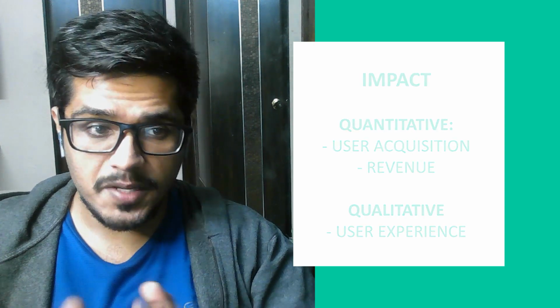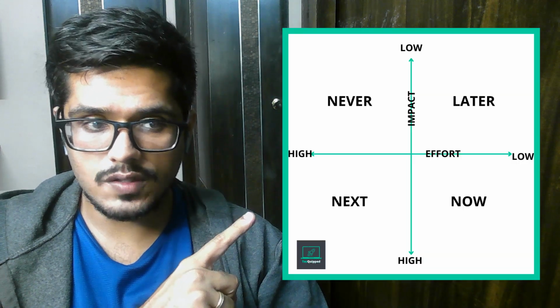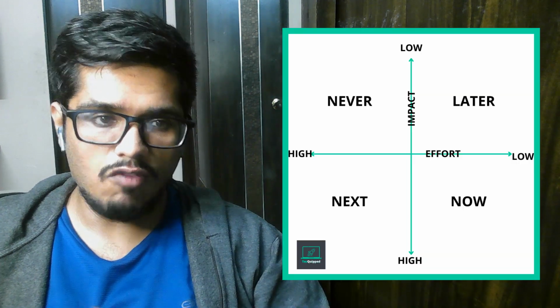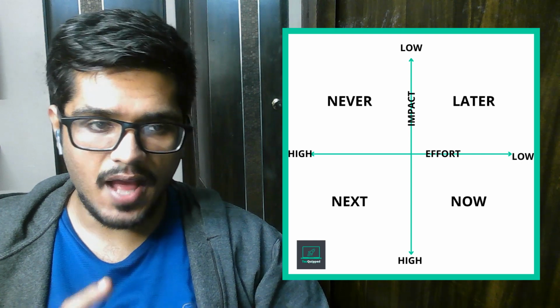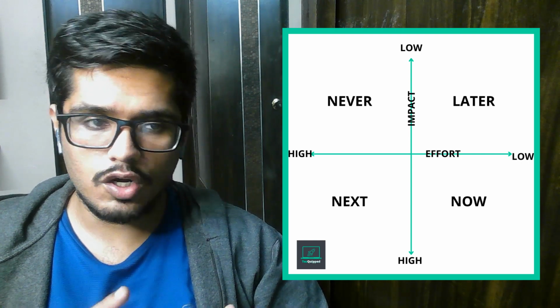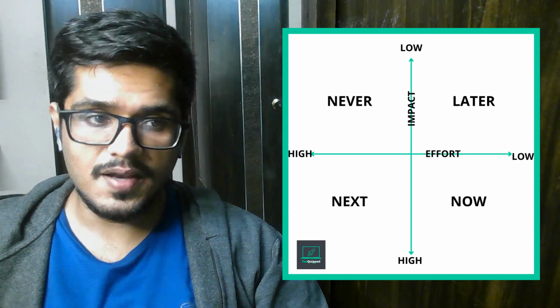While effort will be the amount of time that your team will take in order to build this specific feature. Both impact and effort will be classified into high effort or low effort, or high impact or low impact. This is how the impact effort matrix looks. So there are four broad quadrants: one, low effort and high impact; second, high effort, high impact; third, low effort, low impact; fourth, high effort, low impact. Let's look at each of these.